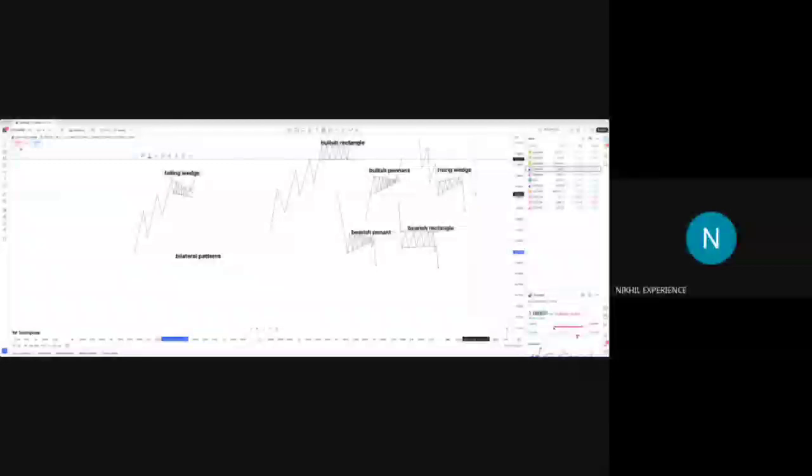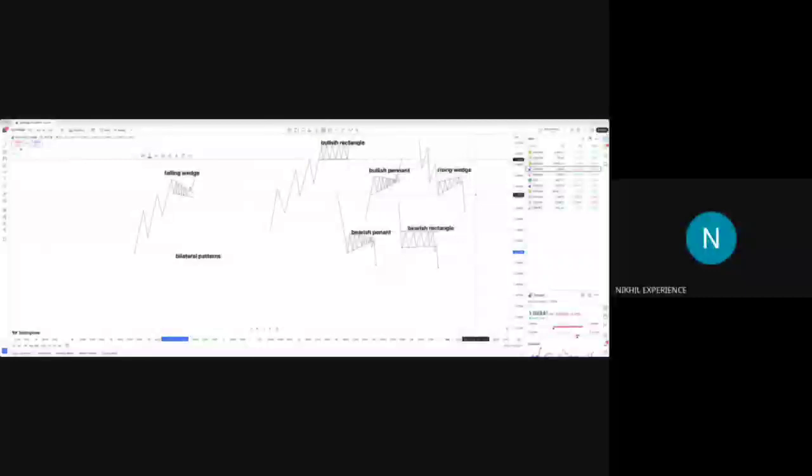The two major bilateral patterns that we have are, when you check that diagram I sent you, you're going to see something called the ascending triangle. That ascending triangle is often mistaken for the bullish pennant, which is what I wanted to explain.